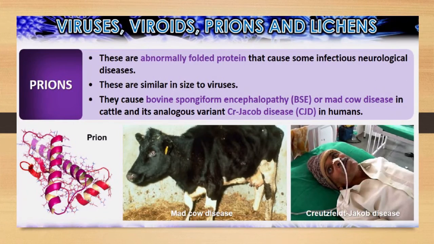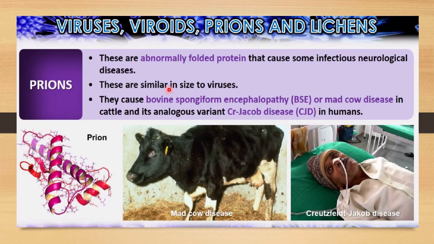Next are the prions. So let us go through this. What is a prion and how is it differentiated from viruses and viroids? First of all, these are abnormally folded proteins. Here you can see this is the folded protein, and that is considered a prion. So they are abnormally folded proteins only, that cause some infectious neurological diseases. They are very harmful.